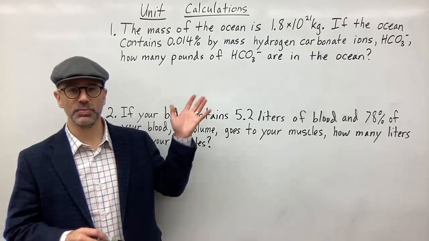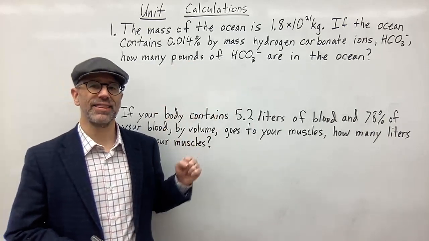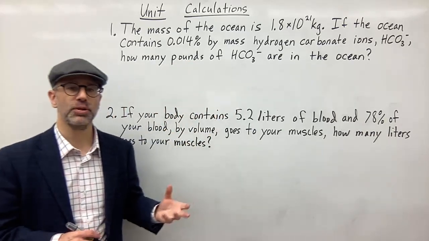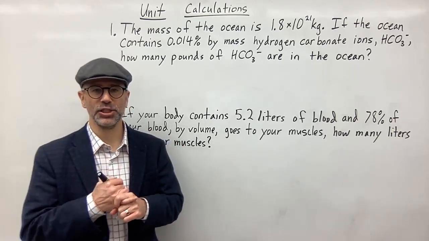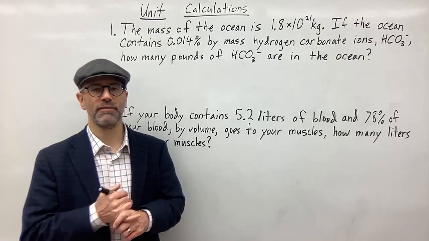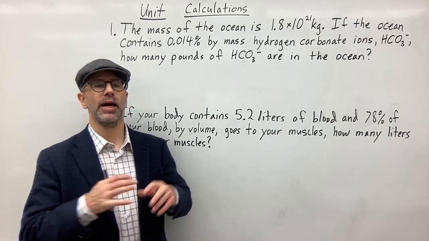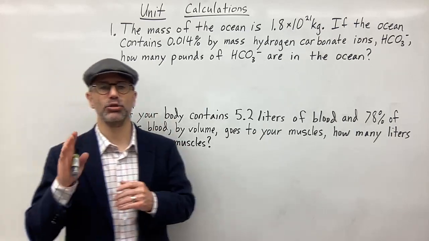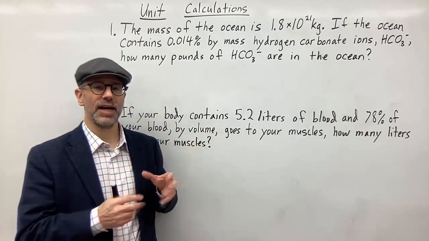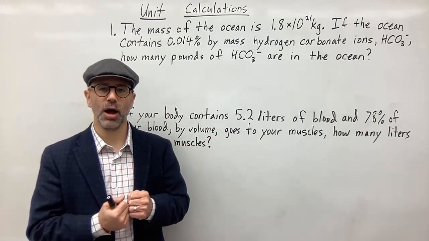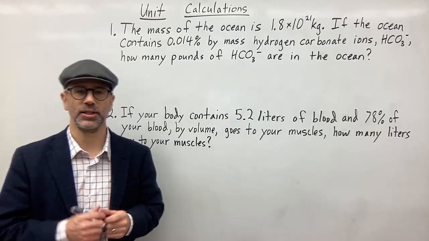In any problem, you want to pull out anything that is a relationship that you can use as a conversion factor. That would include things like percentages, percent by mass, percent by volume. That could be density, it could be molar mass, it could be anything that has one thing related to another thing. Anytime they give you that, you're going to pull that out of the problem, set that aside, and use that as a conversion factor.